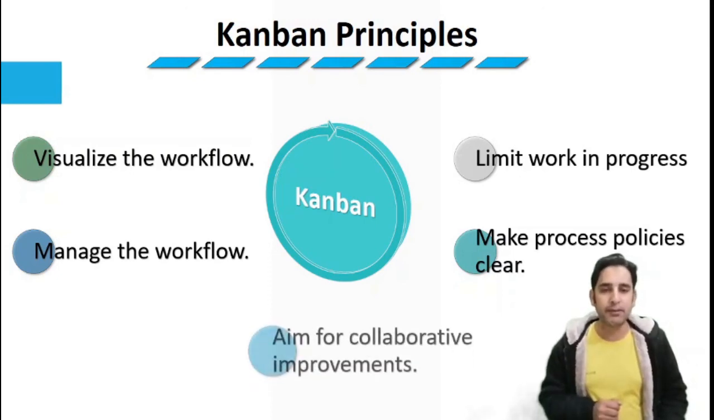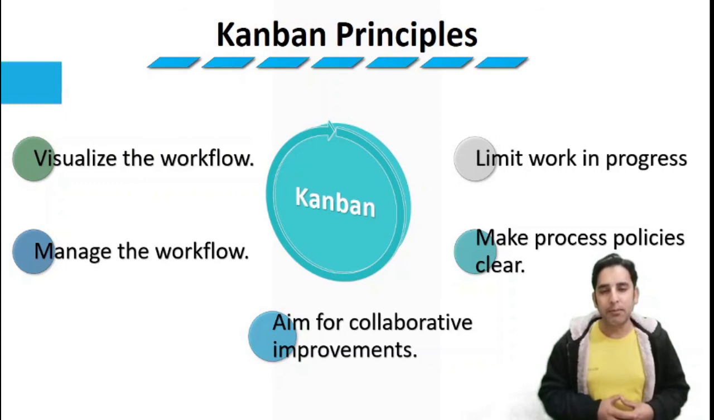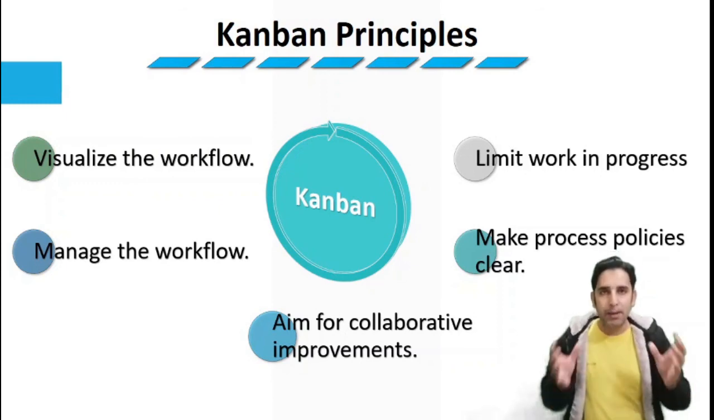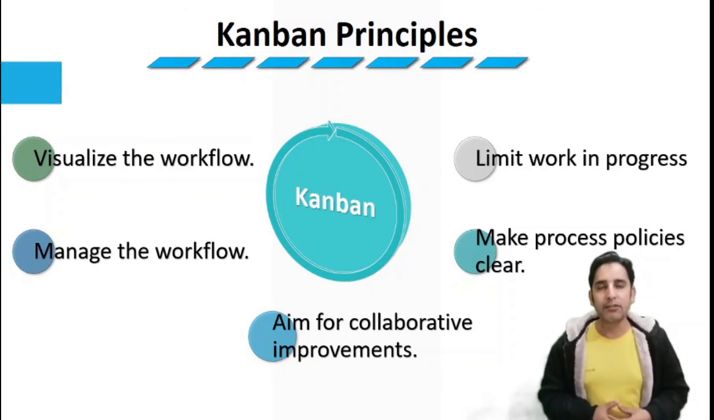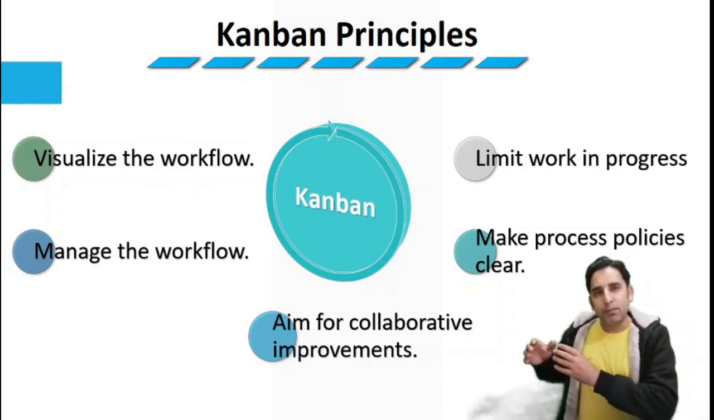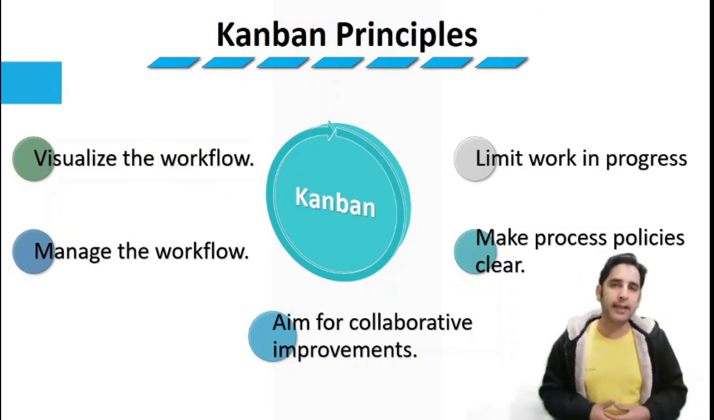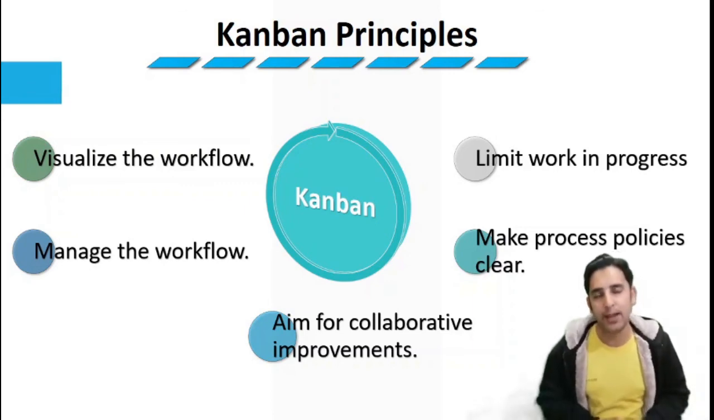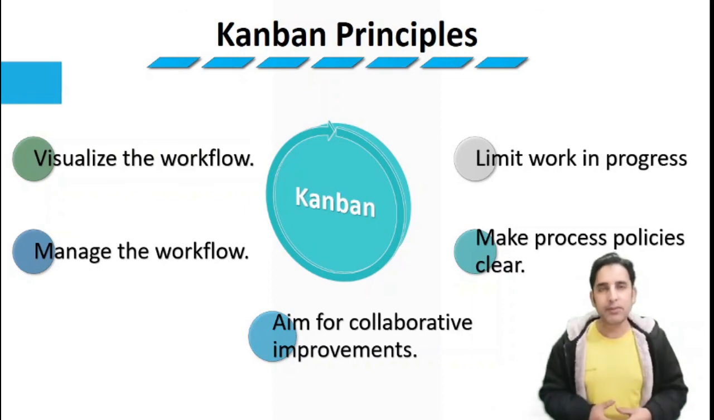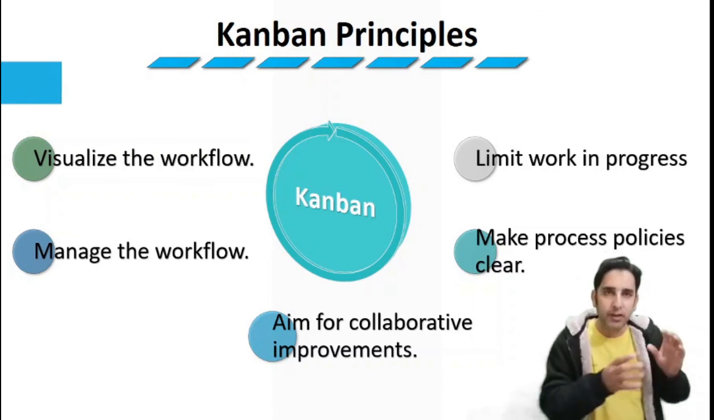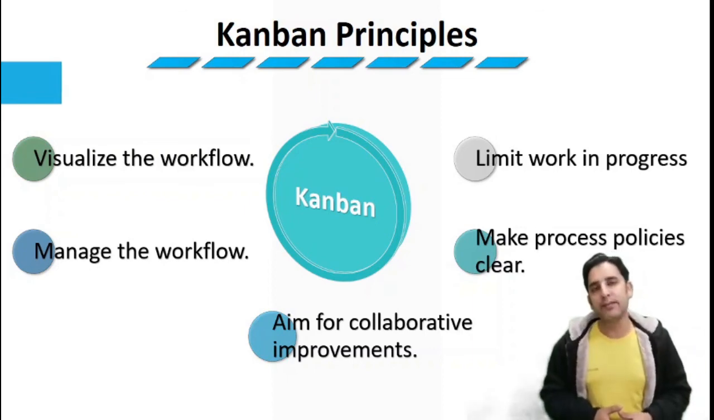And the last principle says to aim for collaborative improvement, because the whole paradigm of Kanban is built around collaboration and continuous improvement, so that your team has a chance to look back at how they went through their previous work, what areas they are at an optimum level in, what areas need improvement, and how they can improve for further development. This is one of the essential principles of Kanban.